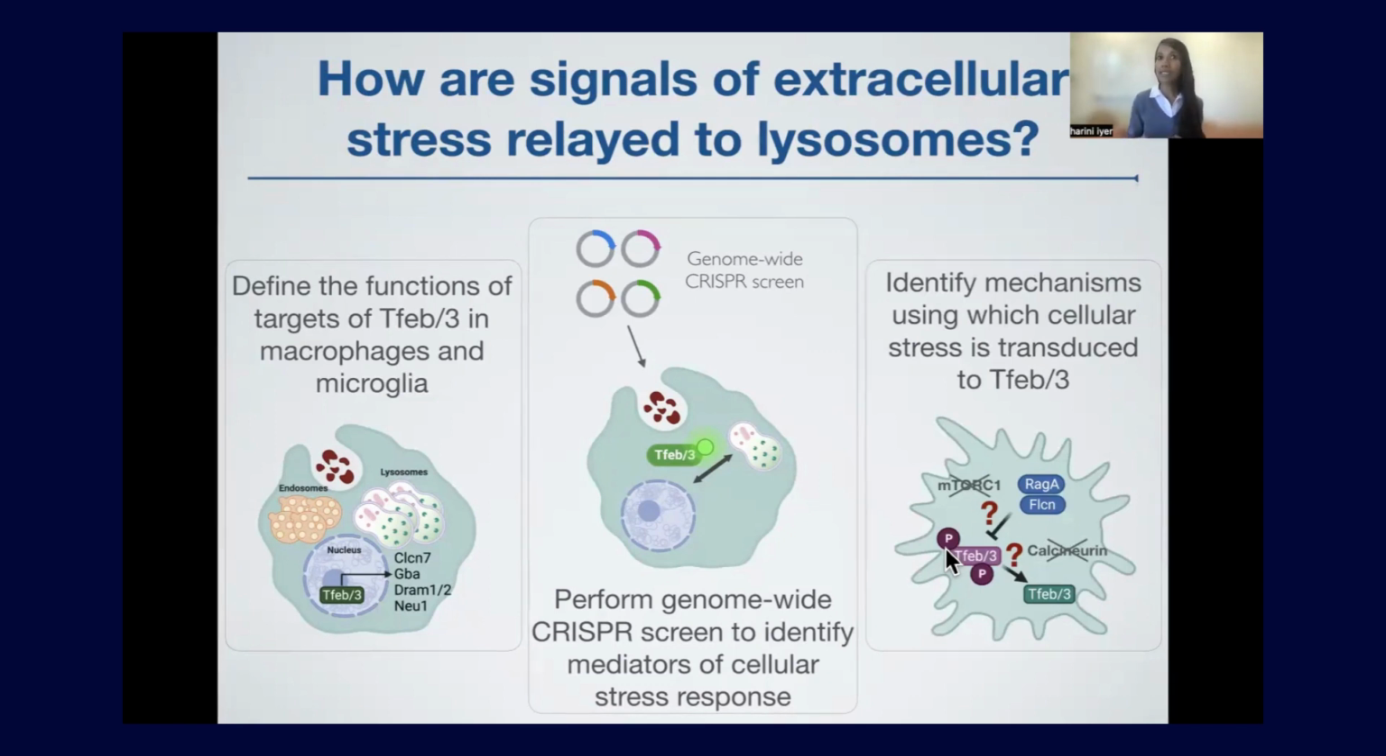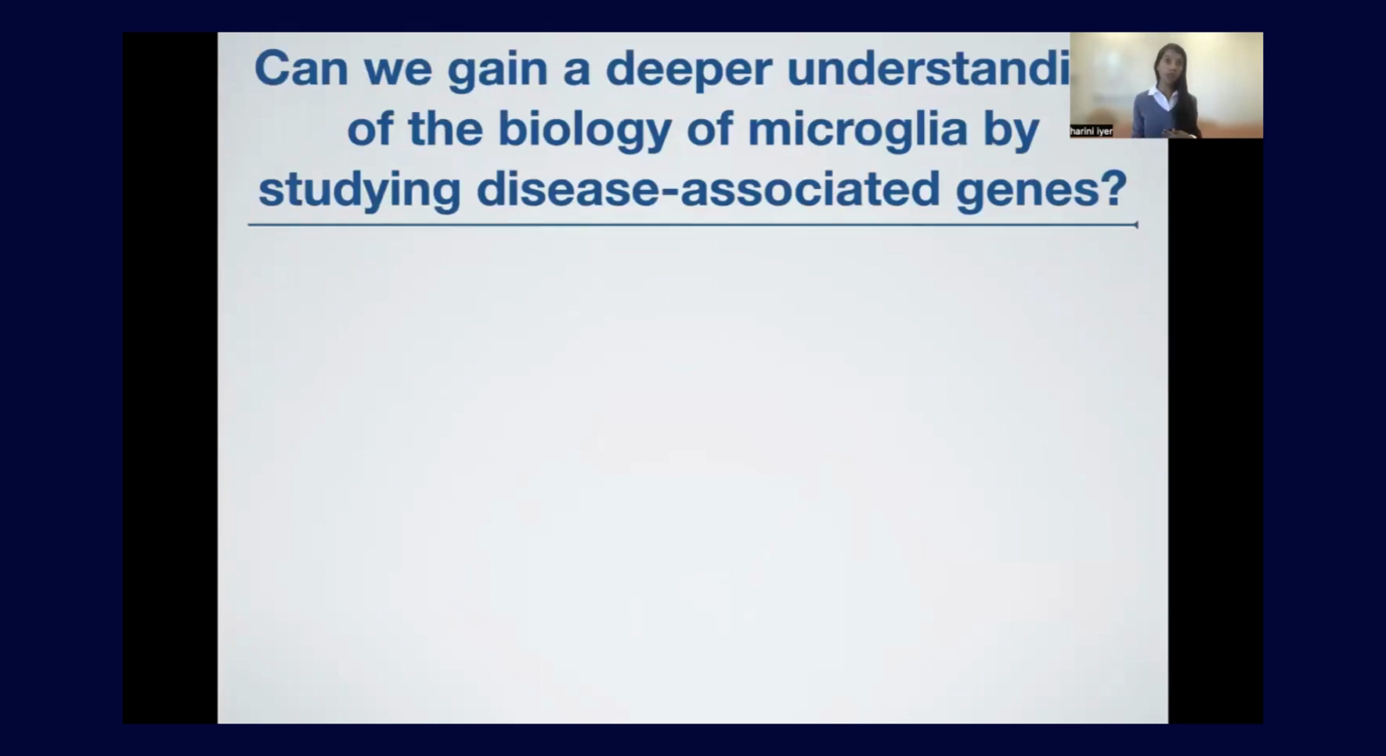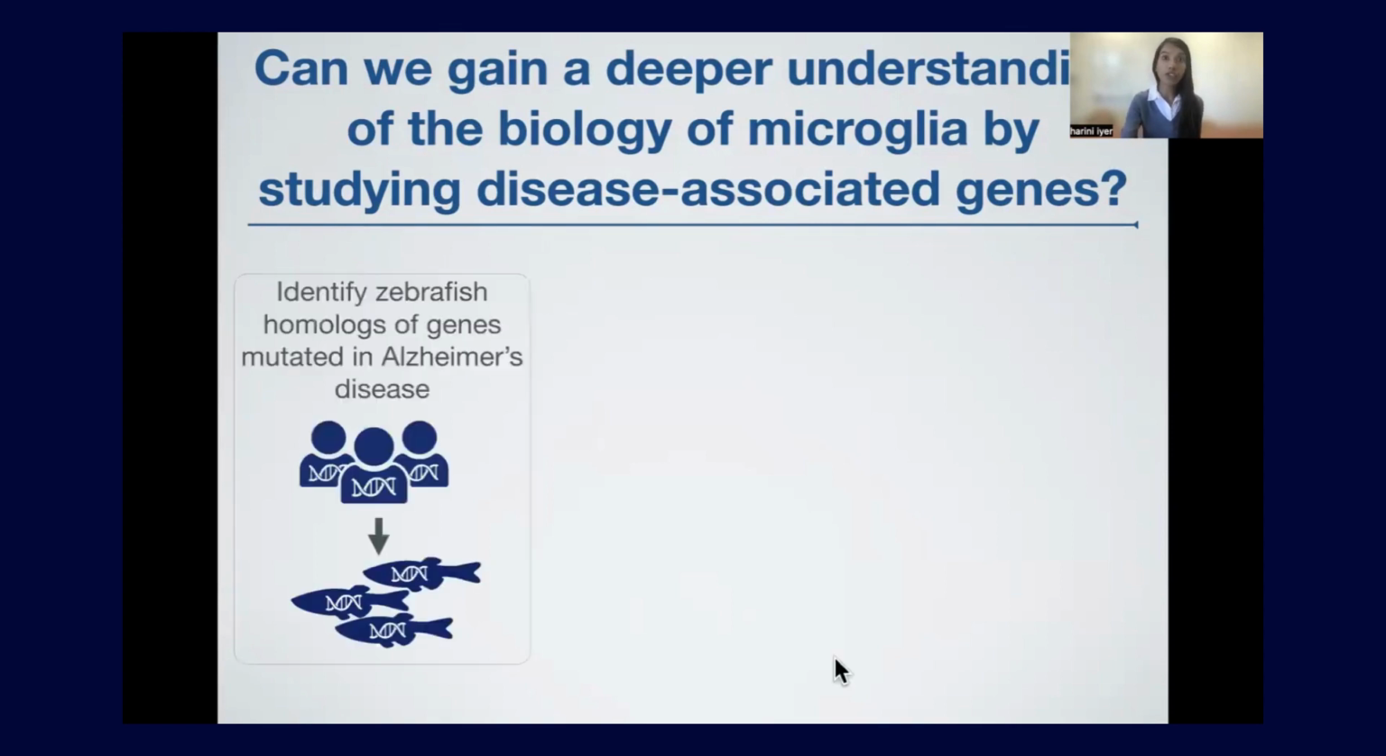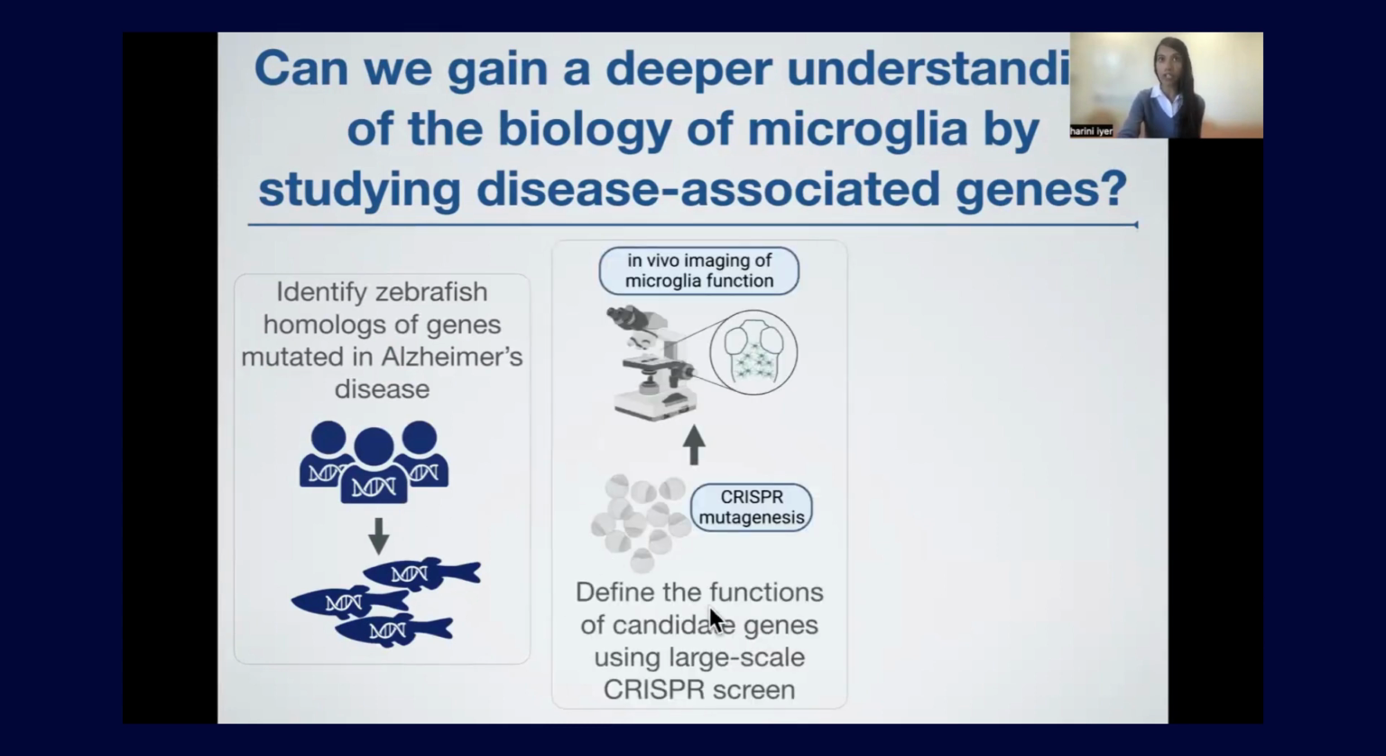Next, we're becoming increasingly aware that genes associated with the risk of late-onset Alzheimer's disease are enriched in microglia and function in lysosomal pathways. However, the functions of most of these genes in the healthy brain are unknown, and understanding the normal functions of these genes can be key to uncovering how these functions are disrupted in aging or disease. To address this goal, we will identify zebrafish homologs of genes associated with Alzheimer's disease risk, perform a large-scale CRISPR screen in zebrafish, followed by in vivo imaging of microglia function.